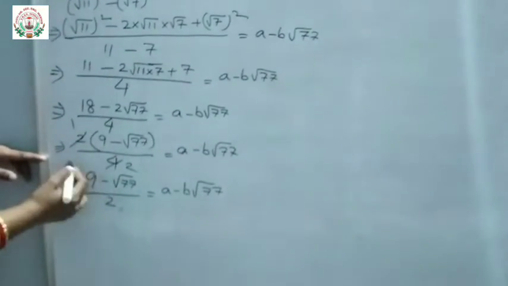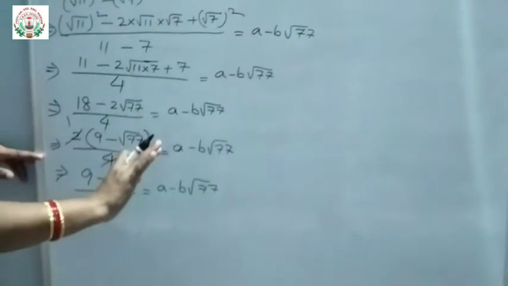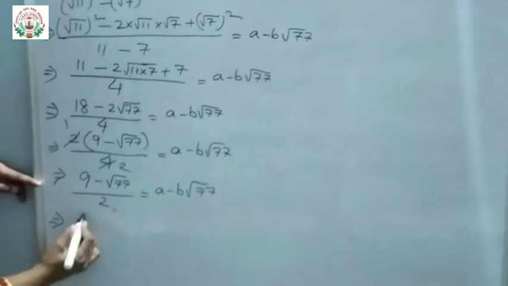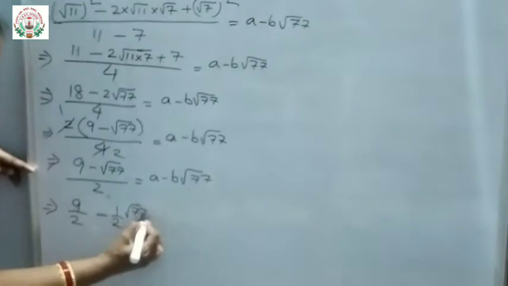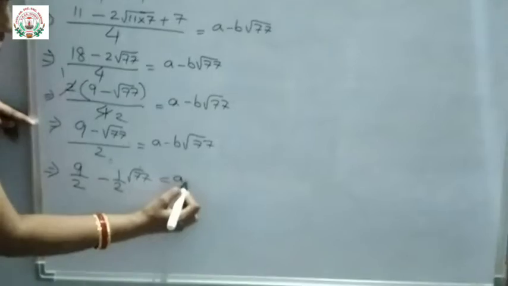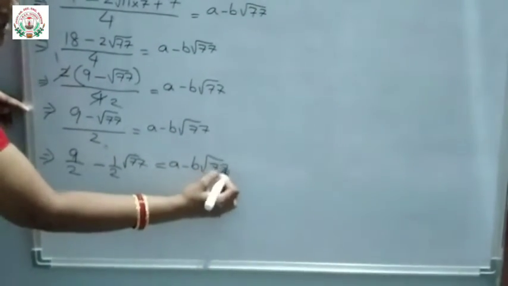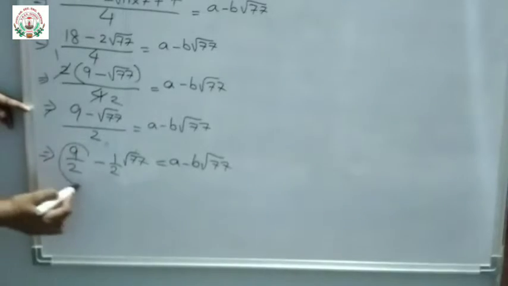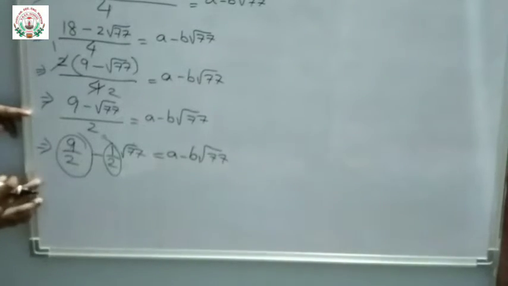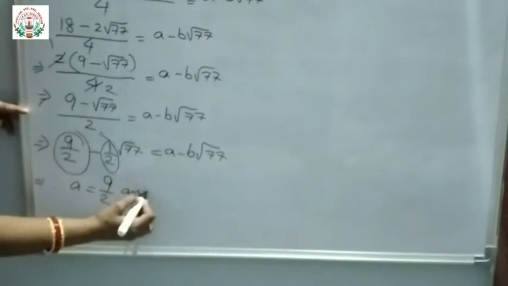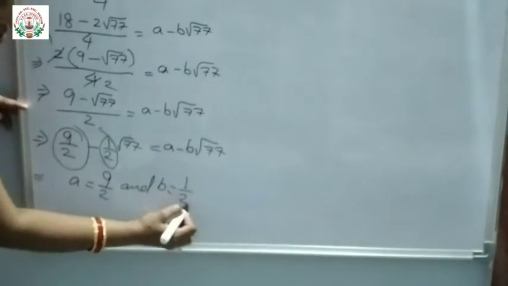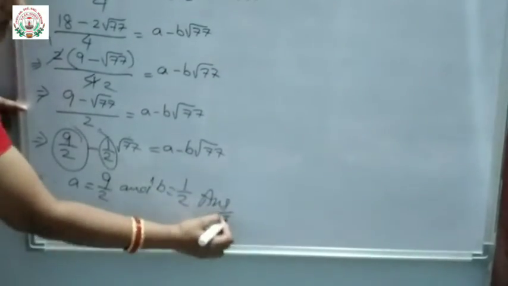Okay. Now again the whole part and the root part we will separate. So that will be how much? 9 upon 2 minus 1 upon 2 root 77, which equals how much? A minus b root 77. Now this a part is this whole part and this b is this part. Which implies, therefore, a is 9 upon 2 and b equals 1 upon 2. Answer. Dear children, understood? Like this, you can solve the question.